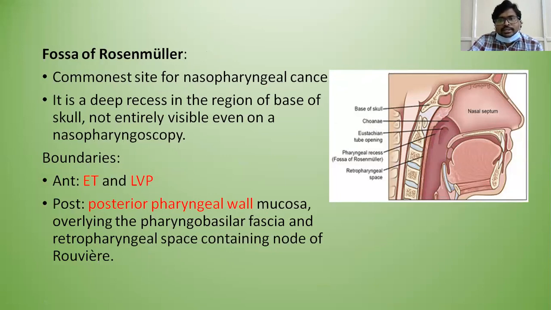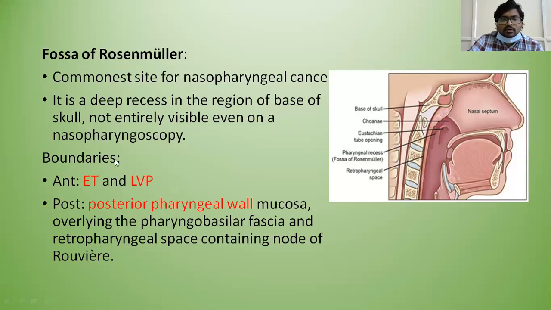Why it is important is that it is one of the commonest sites for nasopharyngeal carcinoma. It's a deep recess. While doing a nasopharyngoscopy in a normal person, it is very difficult to find this fossa of Rosenmuller. It is present like a slit. But this slit leads into a very deep recess which reaches up to the base of the skull.